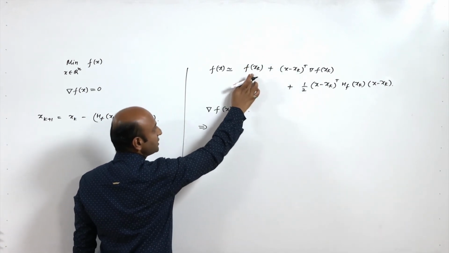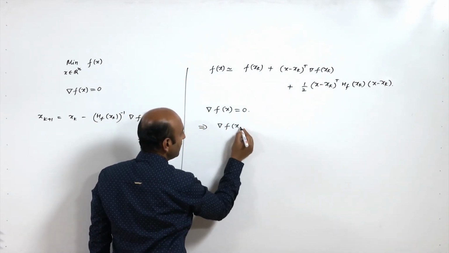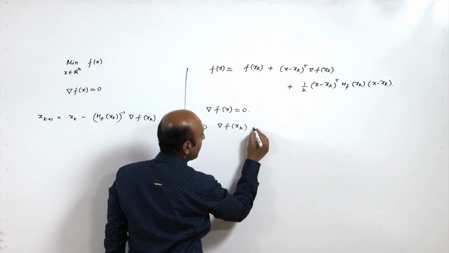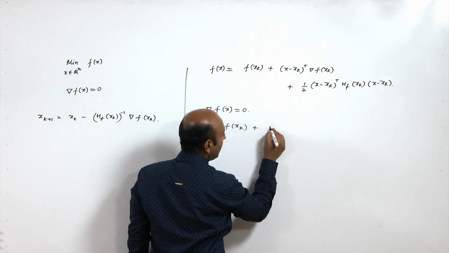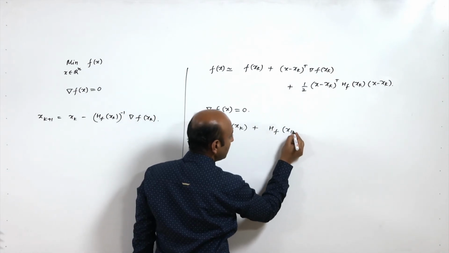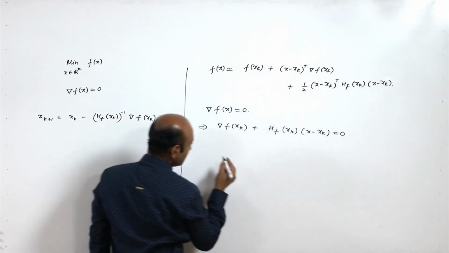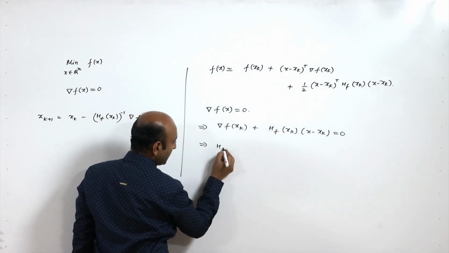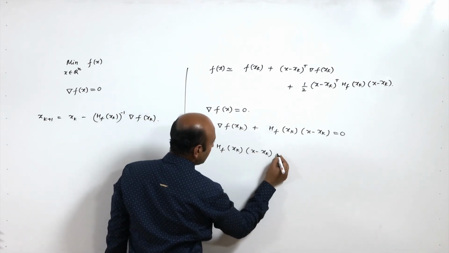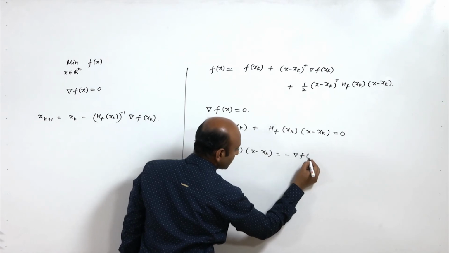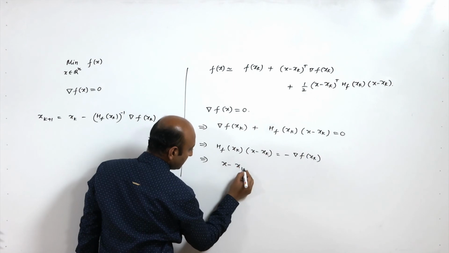So, the gradient of this will be 0, and x into this will be the gradient of f(xk) when we take the gradient on both sides, and this will be plus the Hessian matrix of f at xk into (x minus xk) equal to 0. So, this implies the Hessian matrix of f at xk times (x minus xk) is equal to minus gradient of f(xk), and this implies x minus xk.